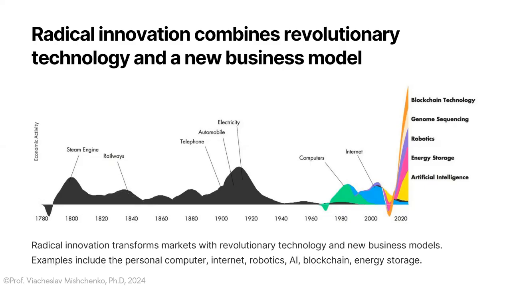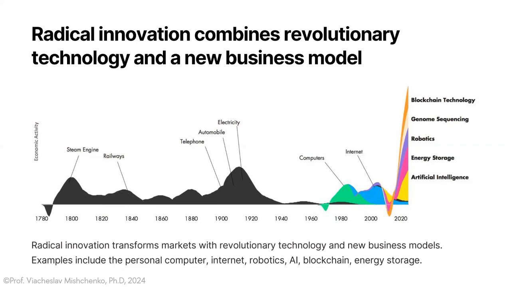For example, blockchain technology may be a perfect example of radical innovation. So now let us explain why blockchain is truly radical. Because it's not just a new technology for processing transactions. It introduces an entirely new way of thinking about trust and about intermediation in finance. It challenges the very foundation of how traditional banking works.